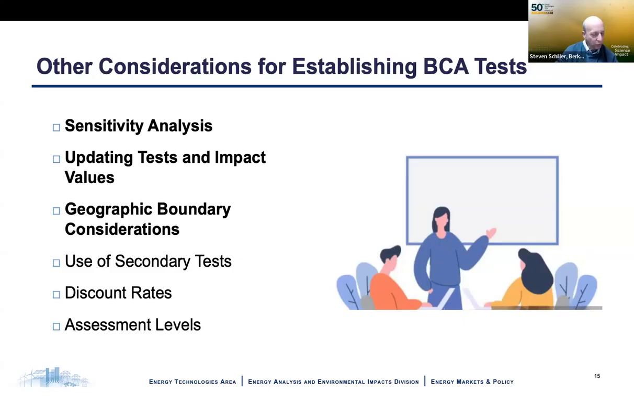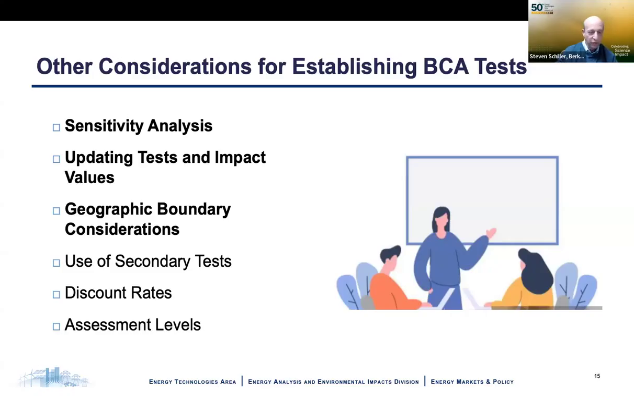One of the factors in determining the value of your impacts that you're including in your benefit cost test is what geographic boundary you're considering. Are you just looking at your utility system district? Are you looking at your state, your region, the country, the world? Those can all have factors in determining the impacts, say particularly around environmental impacts.